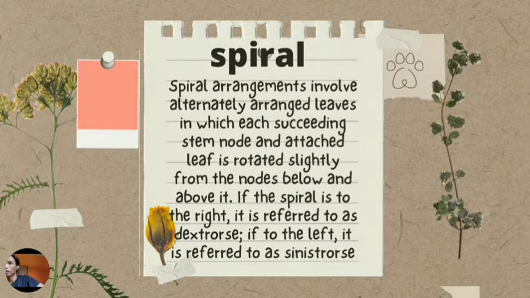As for the spiral arrangement, it involves alternate arrangement of leaves, in which each succeeding stem node with an attached leaf is rotated slightly from the node below and above it. If the spiral is to the right, it is referred to as dextrorse, while if to the left, it is referred to as sinistrorse. That's all from me. Thank you.